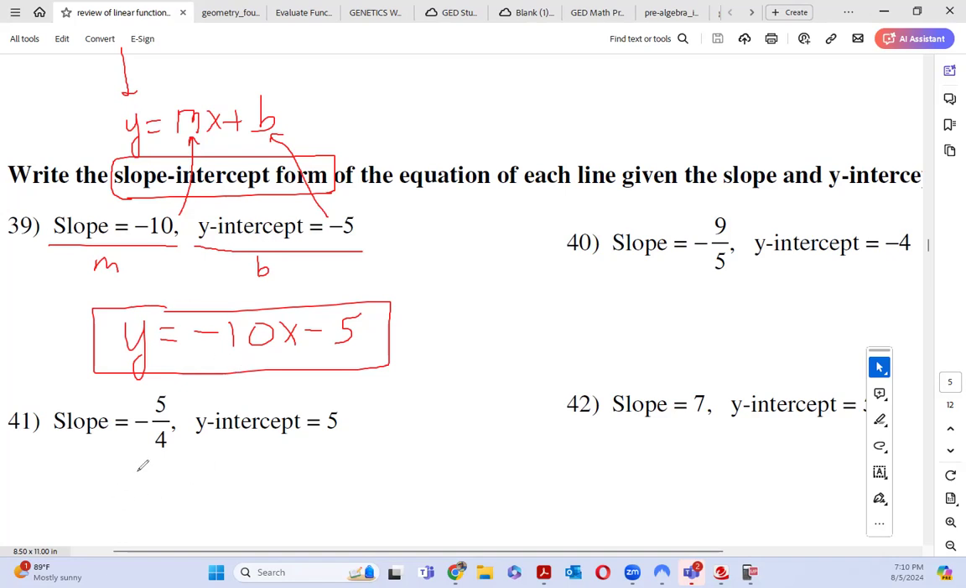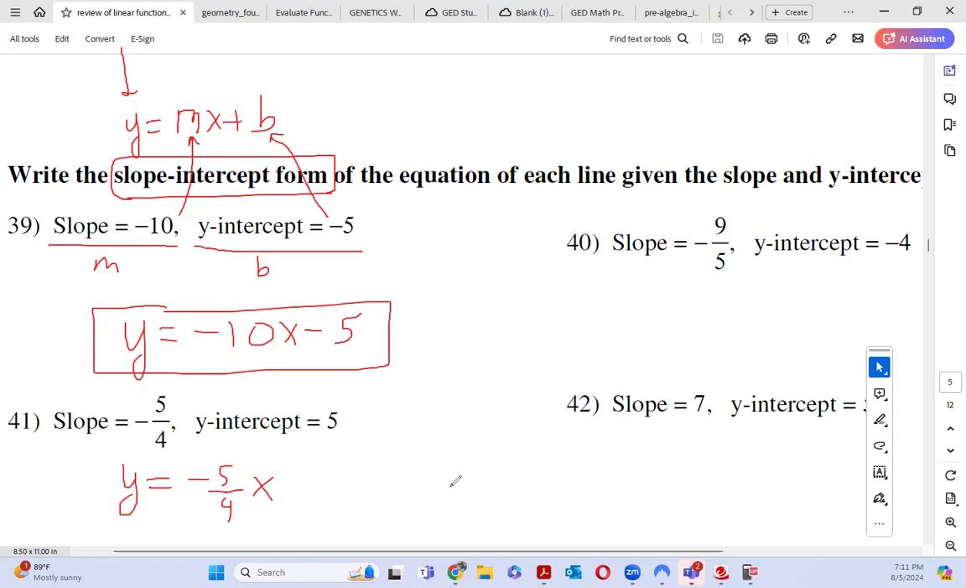So for number 41, what would be the equation of the line? Y equals -5/4 times 5. Negative 5/4 what? Oh, no. Is it +5? Negative 5/4 what? X. The 5 X. I thought that's what I said. You said times 5.